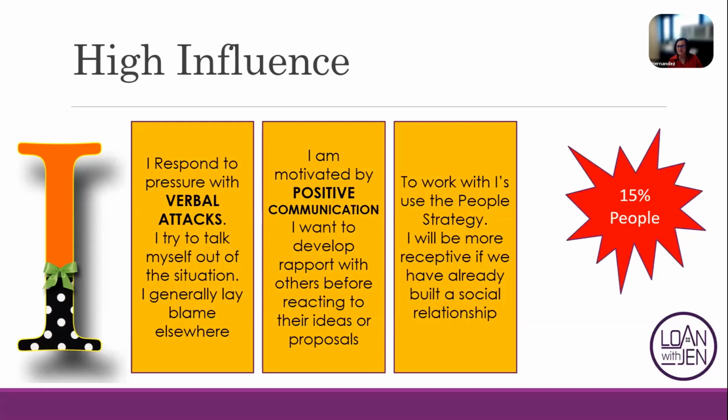For a social strategy, the I's are more receptive if there's some kind of already pre-existing relationship. So it doesn't take long to get a relationship with an I. You might want to just chat them up a little bit, ask them about their kids, not go right into business, but not too much.